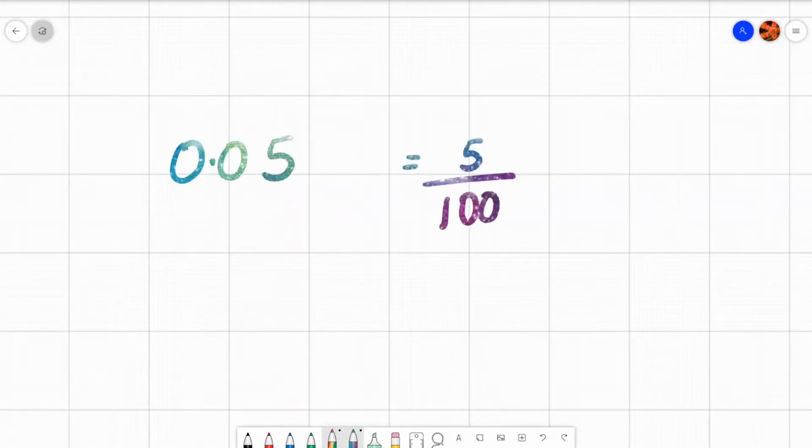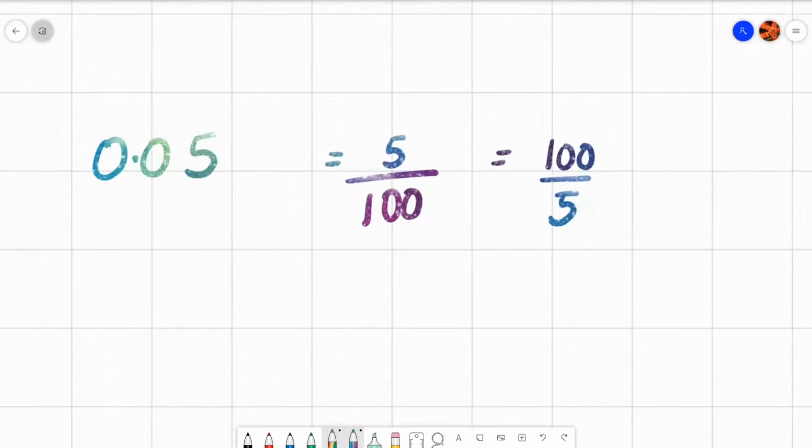And now, because we've written that as a fraction, we can flip that over and get the reciprocal, which is 100 over 5. However, we know what 100 divided by 5 is because we can cancel this fraction down, or we can just divide it straight away. 100 divided by 5 is 20. Okay, so the reciprocal of 0.05 is 20.